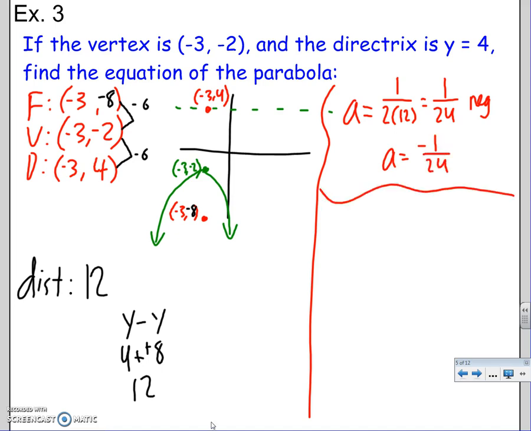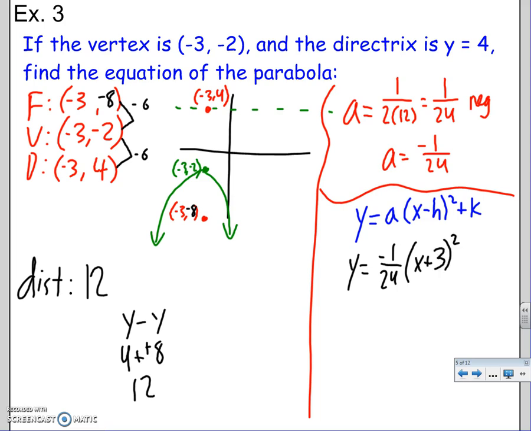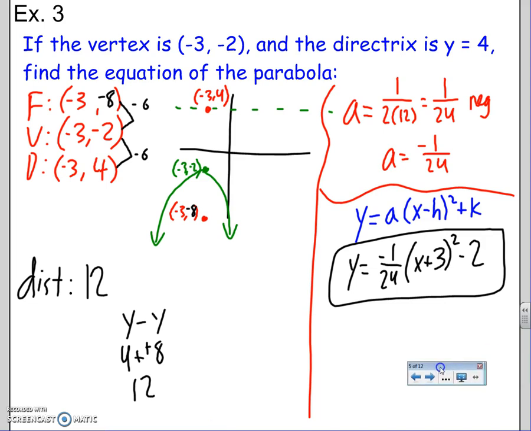Final step, step 4. Plug A and the vertex into our vertex form for a quadratic. All right, so let me use black. Leave Y alone. A is negative 1 over 24. Parentheses X minus the opposite of H. So if the vertex was negative 3, make it a plus 3. Squared, and K was negative 2. And that's it. So if you're good at finding A and you know the vertex, you can easily use the vertex form. And that's good for graphing or sketching, domain, range, all that good stuff.